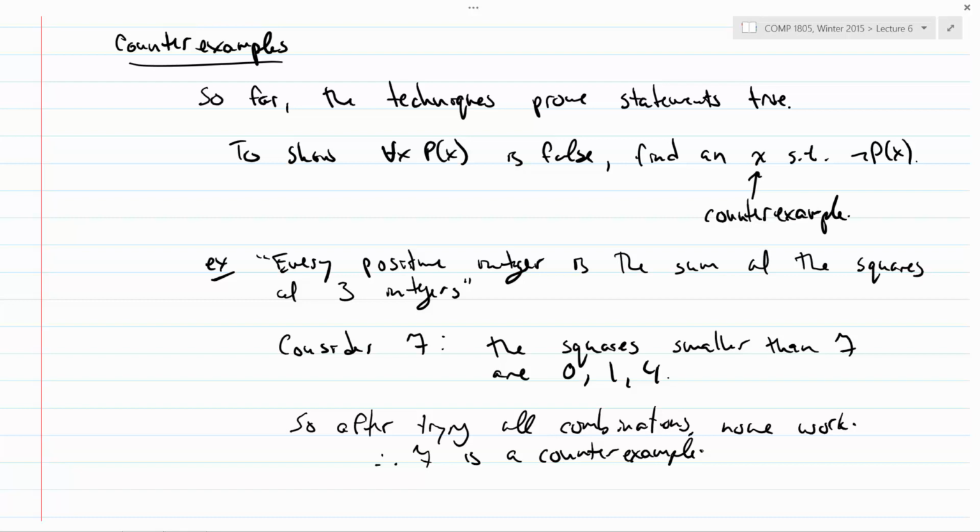Any questions before we go? Yeah? No, because those aren't squares. So the only squares smaller than 7 are 0, 1, and 4.